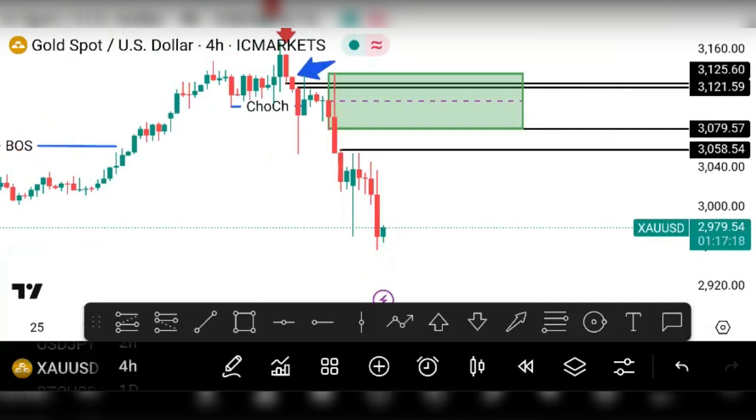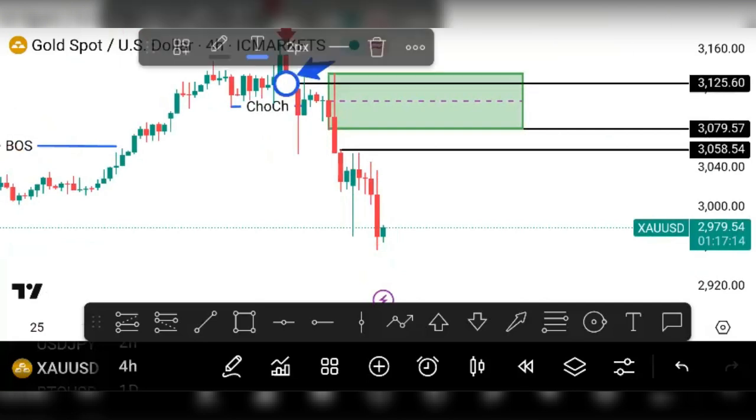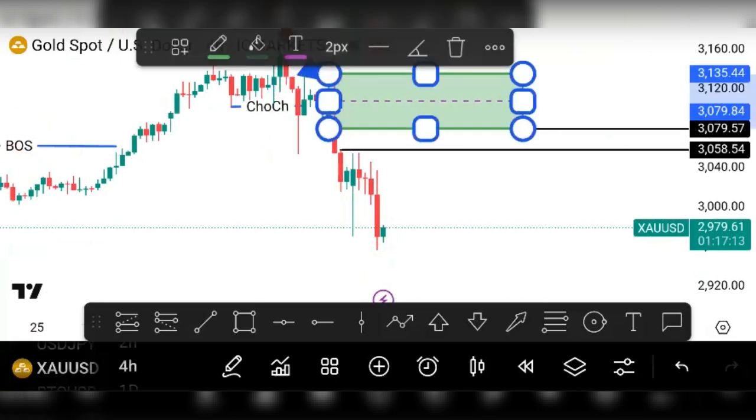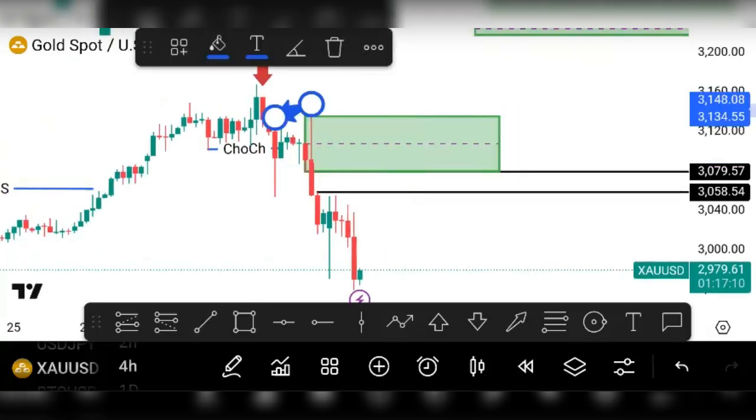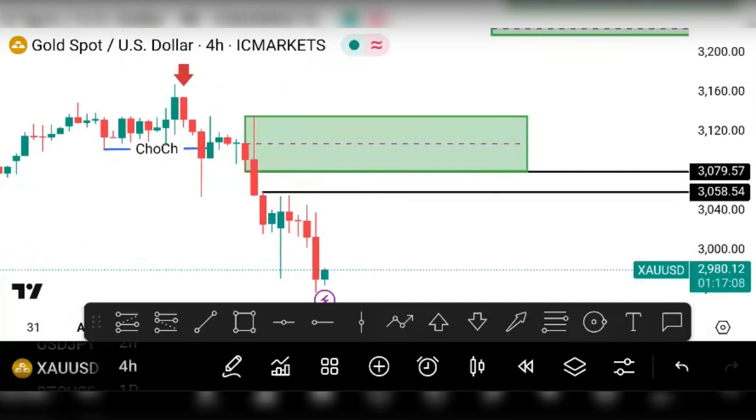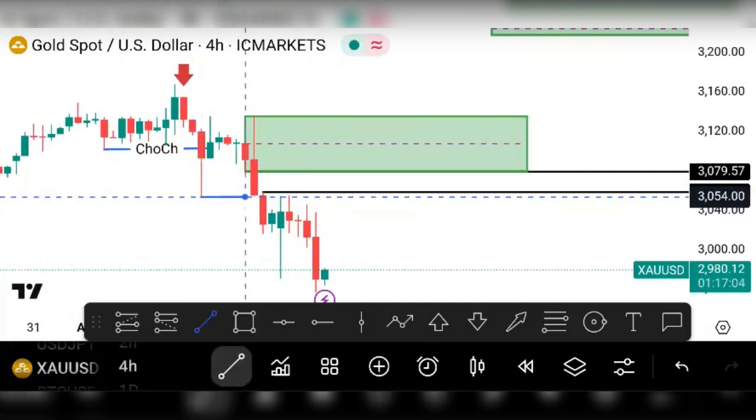Now, on my 4-hour time frame, I have identified my order block that meets all my requirements. Let me mark out other things. Why did I say this order block is valid? Because there is a break of structure. Now, this is a swing low, or lower low.